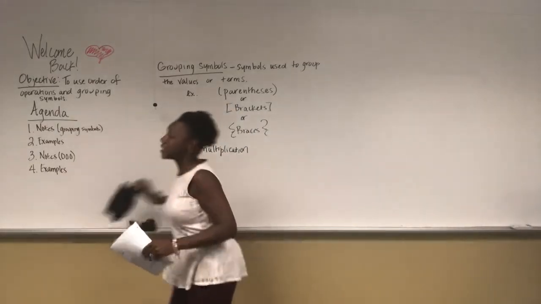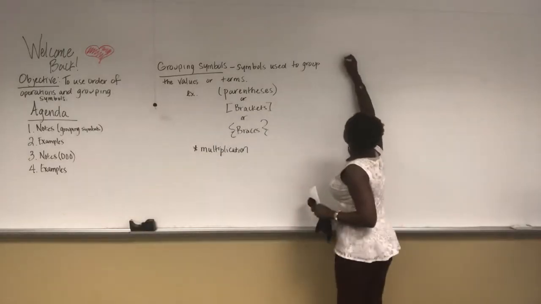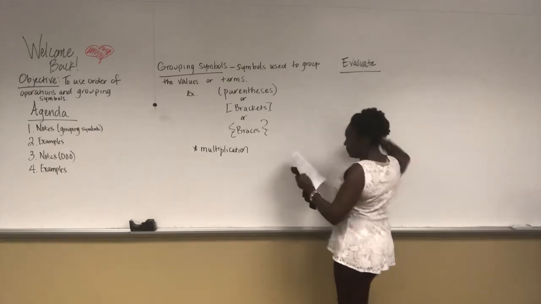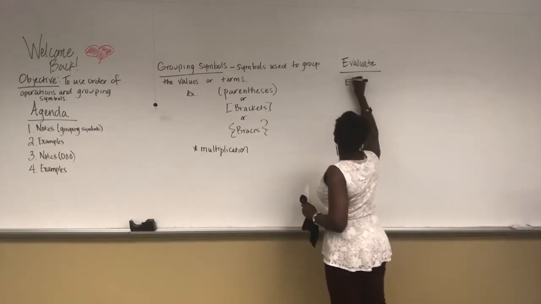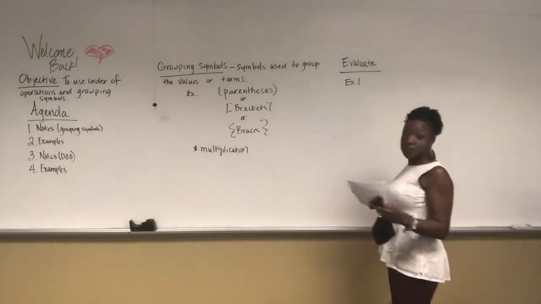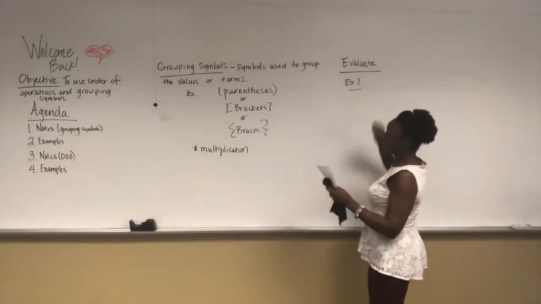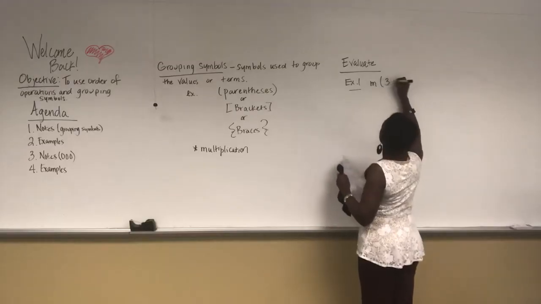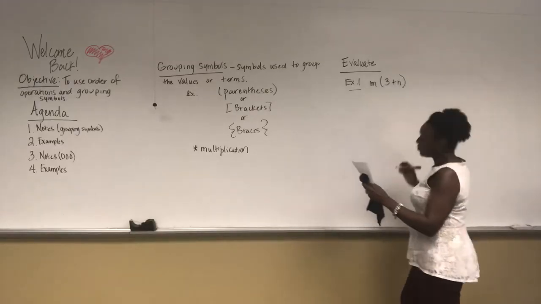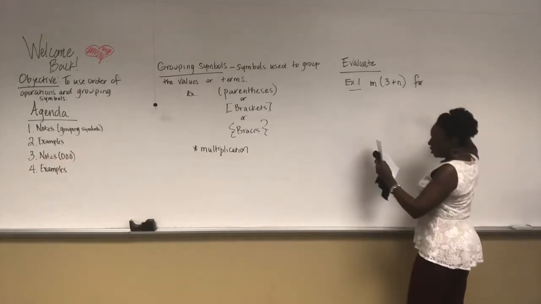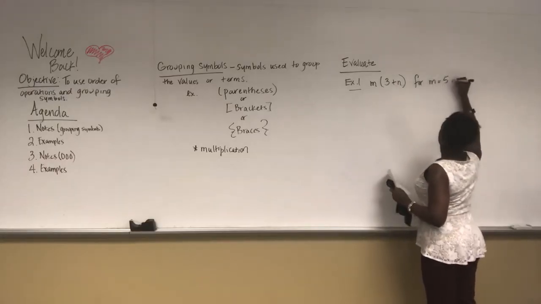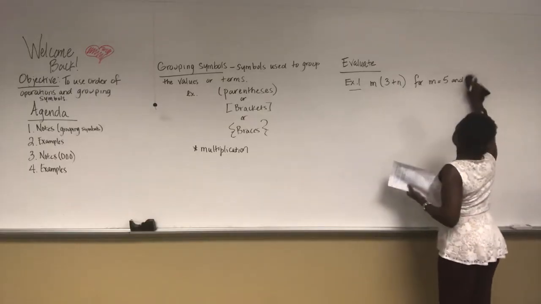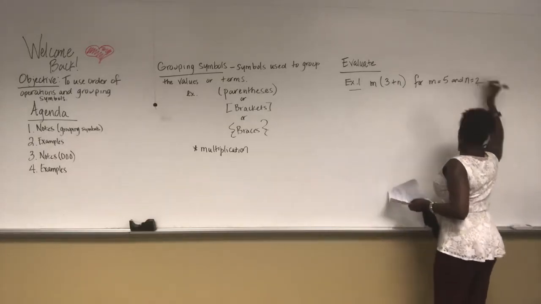And the directions for this example is going to be to evaluate. Picking up where we left off from the other day. We're going to start with example 1, since this is the first example of this video, but it is the concept that we were working with in the last video. So m times (3 plus n), closing that parentheses, for m equals 5 and n equals 2.